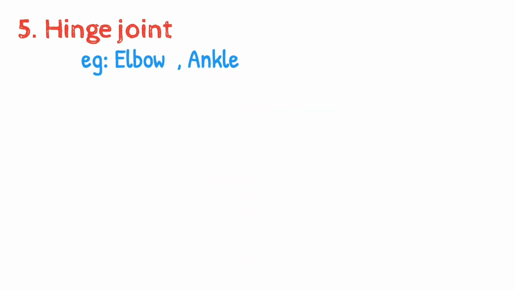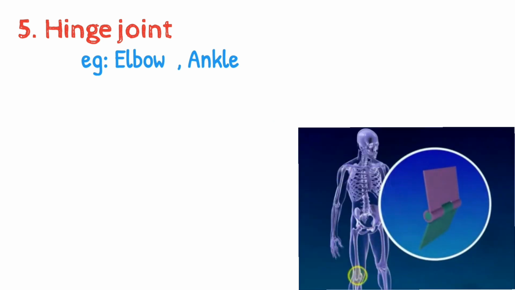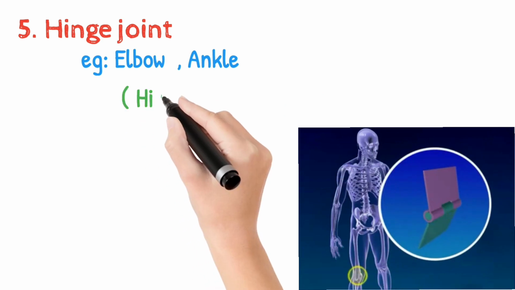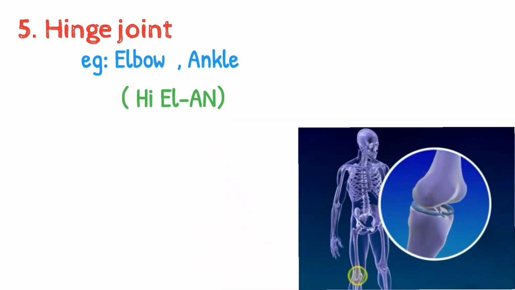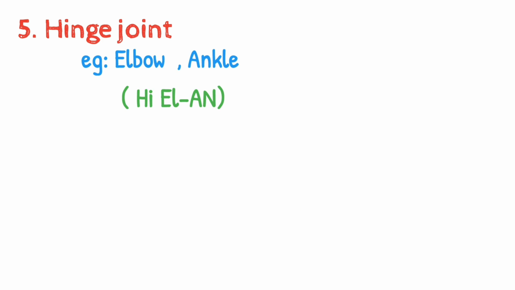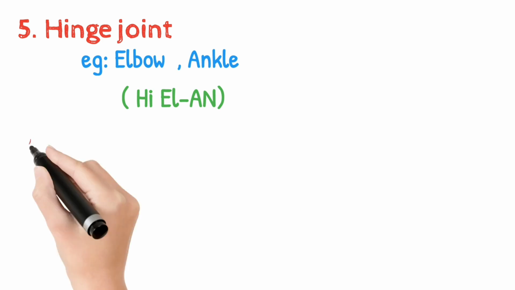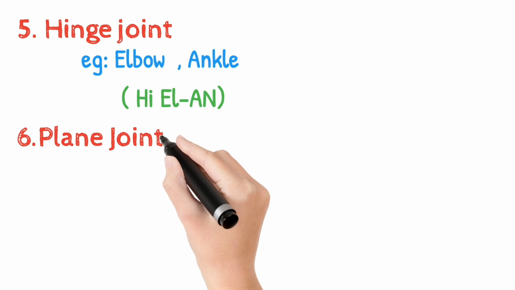Now, the hinge joint. Hinge is very easy to remember. It is a uniaxial movement-permitting joint and examples are the elbow joint and ankle joint. And the mnemonic would be high LN. High for hinge, L for elbow and N for ankle joint.